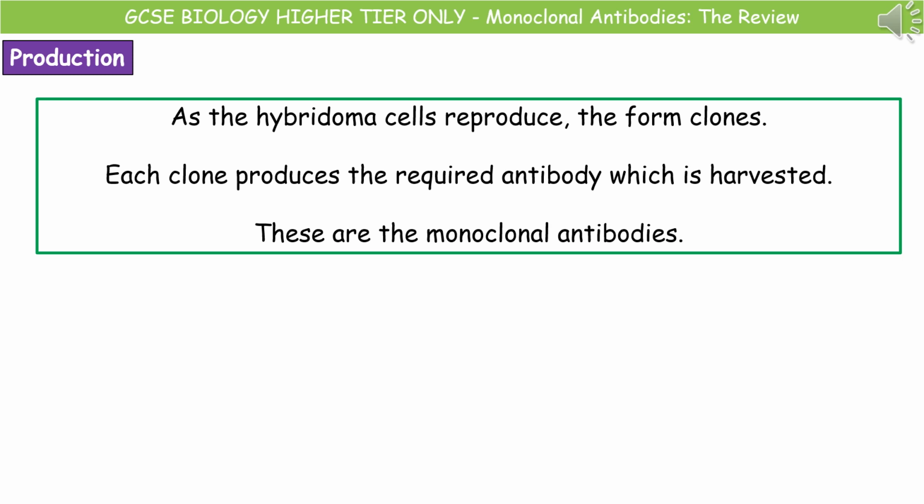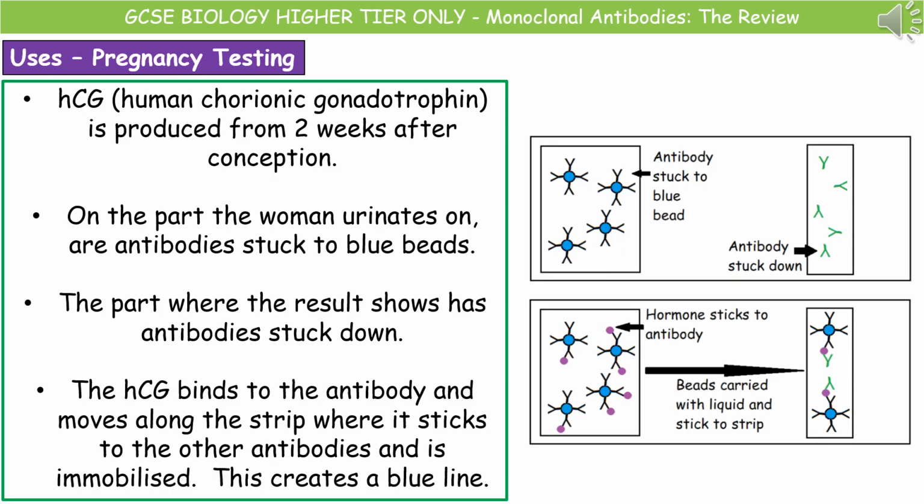So remember those key stages. GM mice are injected with the antigen, the body produces the antibodies to it, we collect the lymphocytes, fuse them with the myeloma cells to make the hybridomas, which then reproduce, and they produce the monoclonal antibodies which we then harvest.